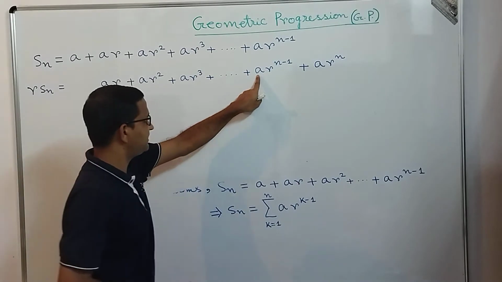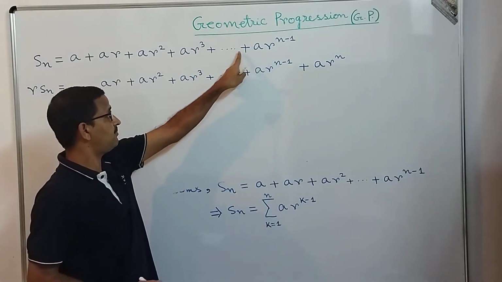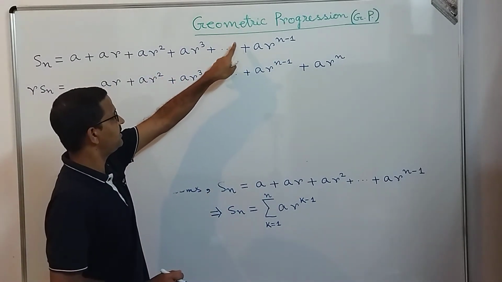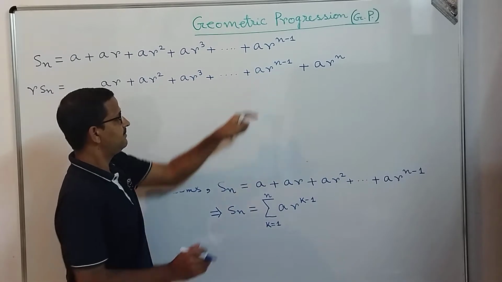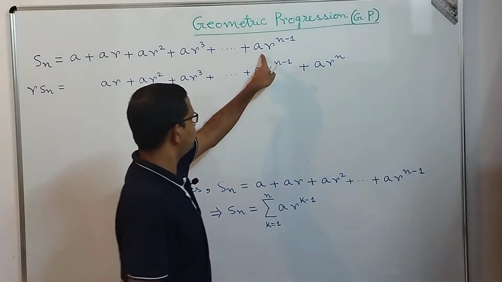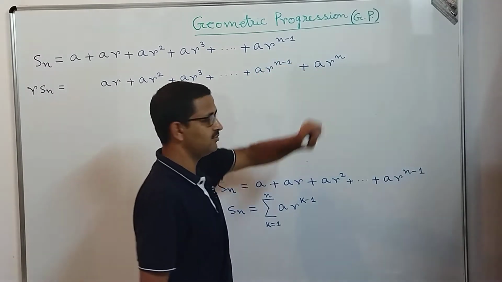And what you see is that this ar to the power n minus 1 is the previous term of the previous one in Sn, that is ar to the power n minus 2 multiplied by r becomes a into r to the power n minus 1. And the last term, that is ar to the power n minus 1 multiplied by r, we get ar to the power n.